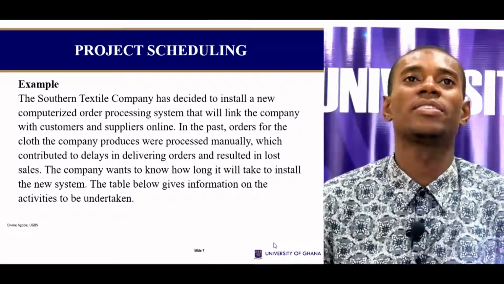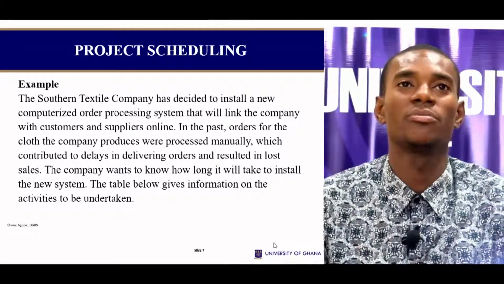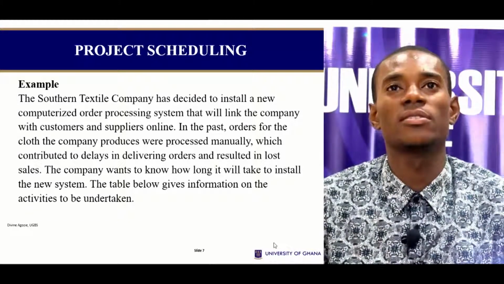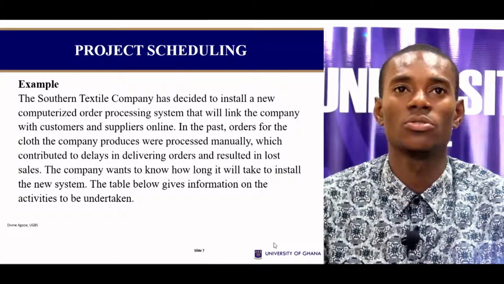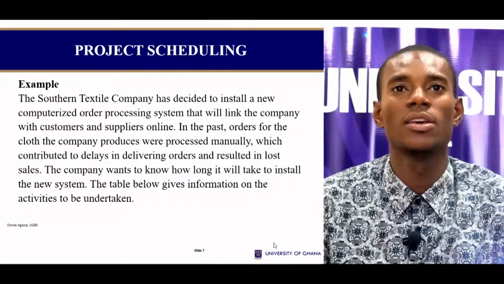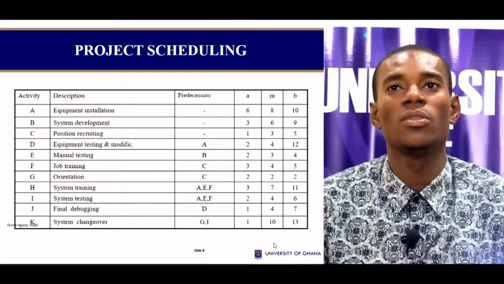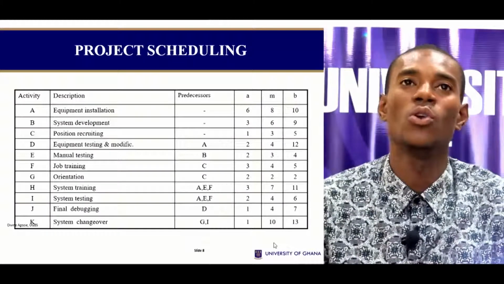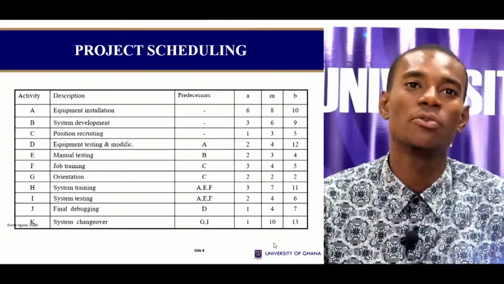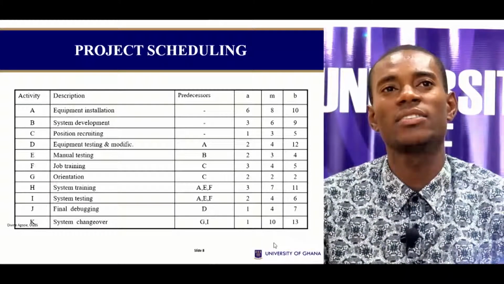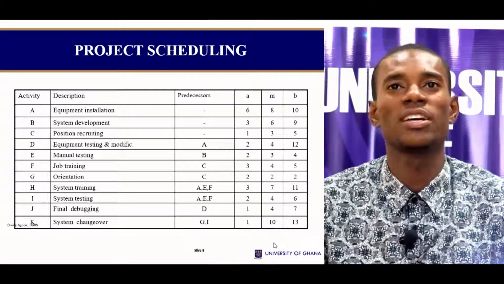Okay, so we have an example here, just a preamble to the example. It said that the Southern Textile Company has decided to install a new computerized system, and the company wants to know how long it will take to install the new system. So this is information on the activities involved in installing the process, and we have activities A to K, and then the descriptions are given there.